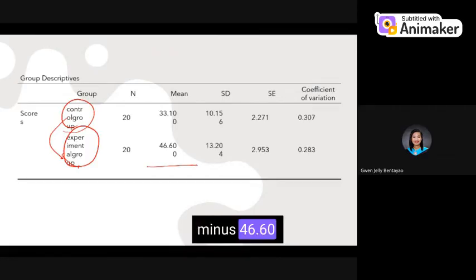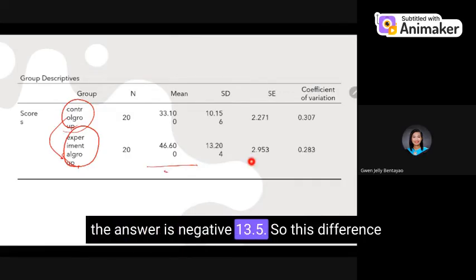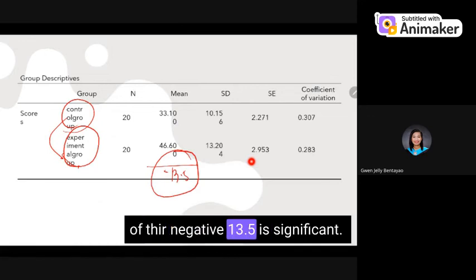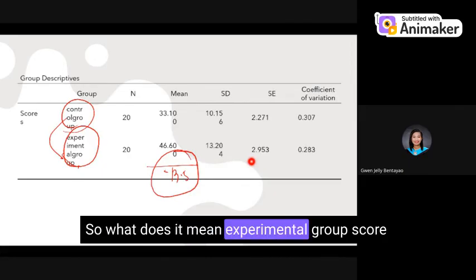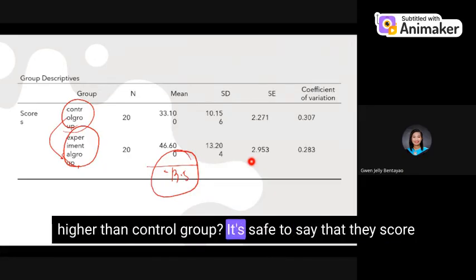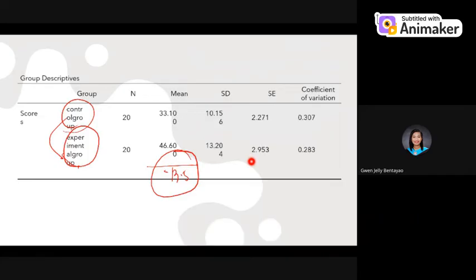minus 46.60, the answer is negative 13.5. So this difference of negative 13.5 is significant. So what does it mean? The experimental group scored higher than the control group. It's safe to say that they score higher.